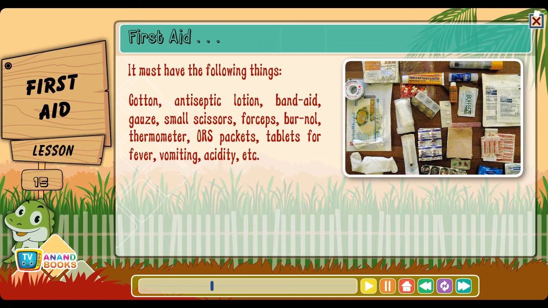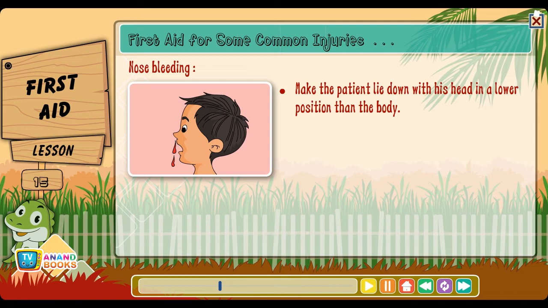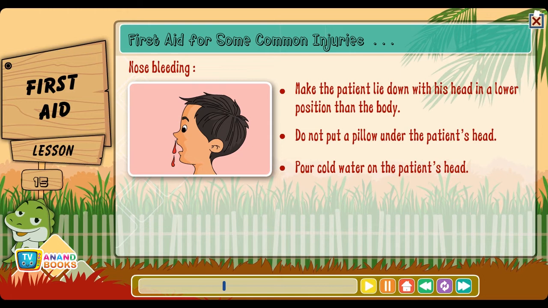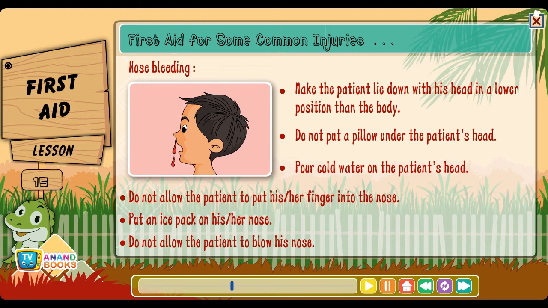First aid for some common injuries. Nose bleeding. Make the patient lie down with his head in a lower position than the body. Do not put a pillow under the patient's head. Pour cold water on the patient's head. Do not allow the patient to put his or her finger into the nose. Put an ice pack on his or her nose. Do not allow the patient to blow his nose.